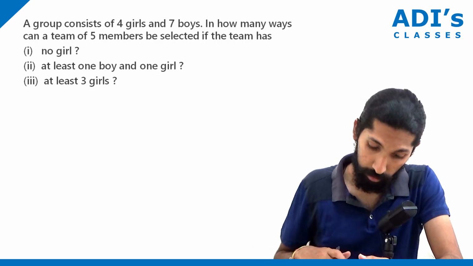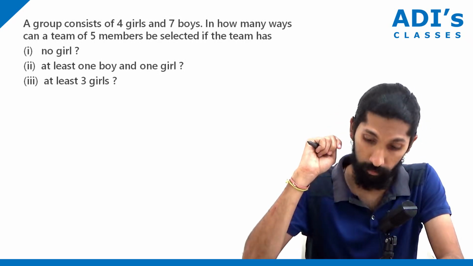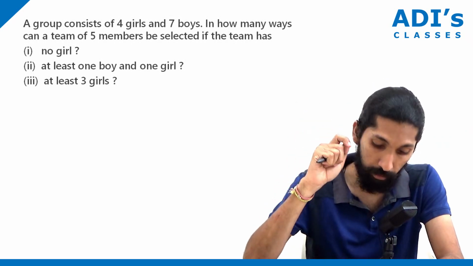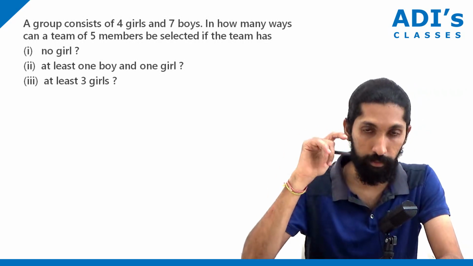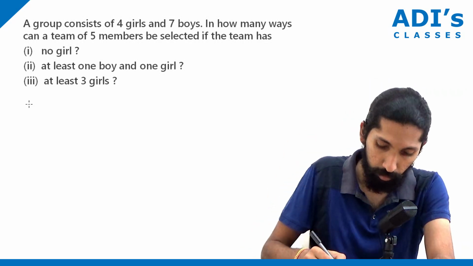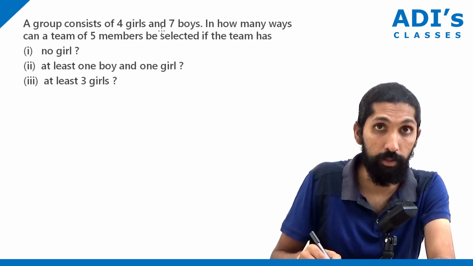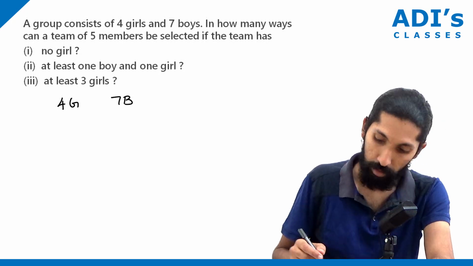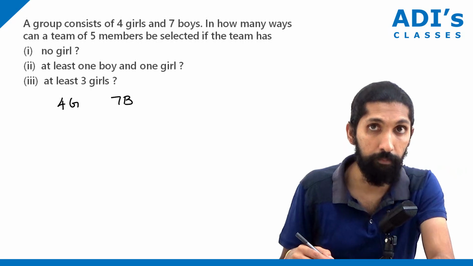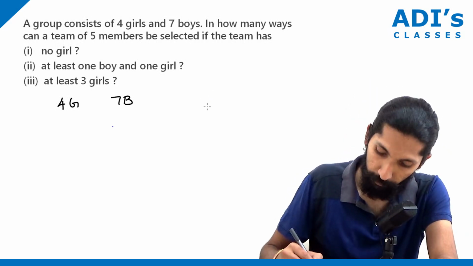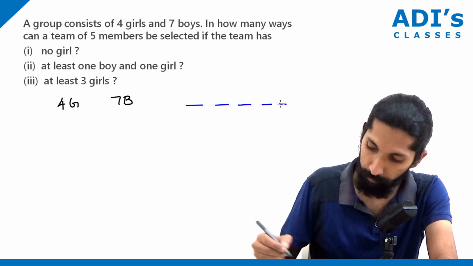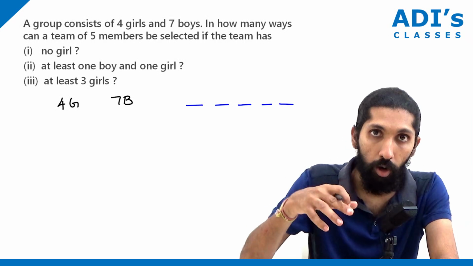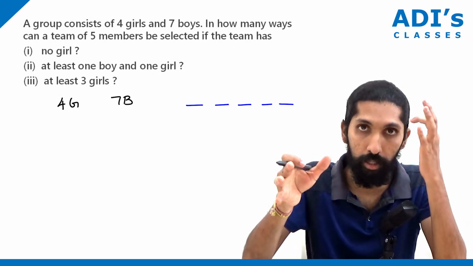A group consists of 4 girls, 7 boys. In how many ways can a team of 5 members be selected if the team has, so sub questions are there, correct? So first, we'll look at 4 girls and 7 boys. And how many should be there in a team? 5. So we need to have 5. Remember, grouping, selecting, choosing, all these things, they are combination type of problems.